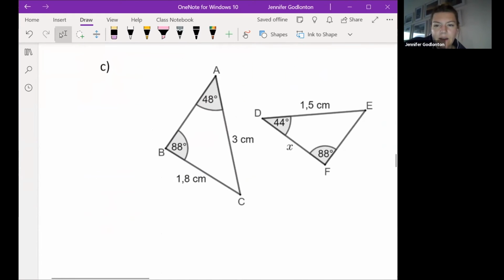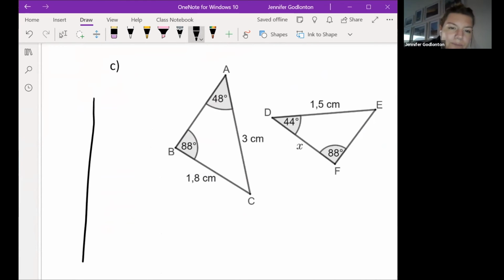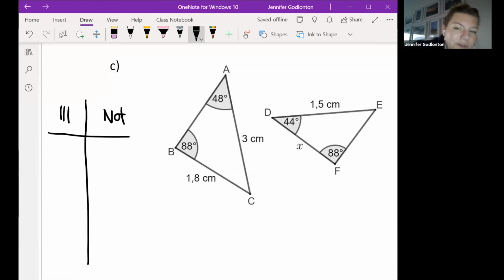Okay, last one like this, and then we're going to do another type of question. My first question to you, I want us to do a little poll here. I want to know who thinks they are similar and who thinks that they are not. Tell me your vote. Don't panic, I won't write your name. If you think they are similar, just write similar. If you think they're not similar, write not similar, and I'll record your vote.